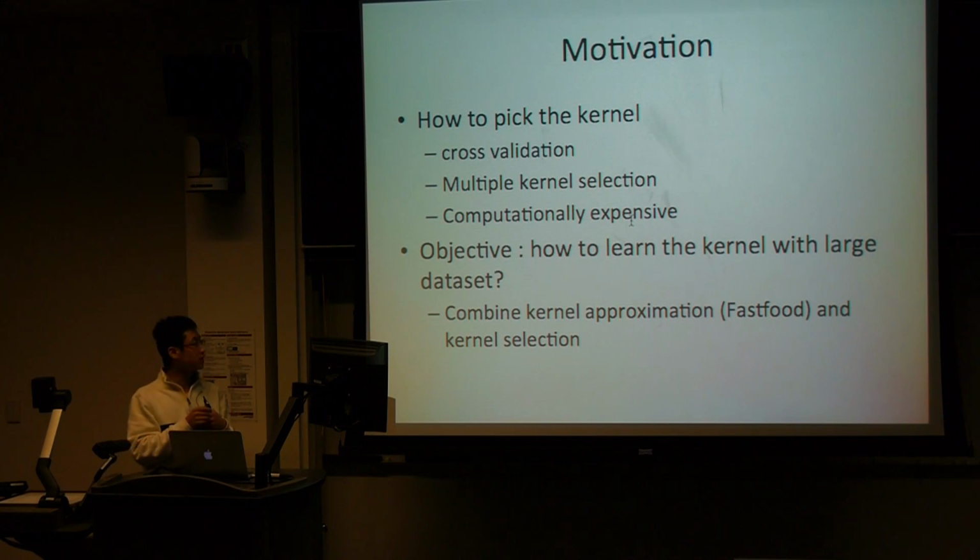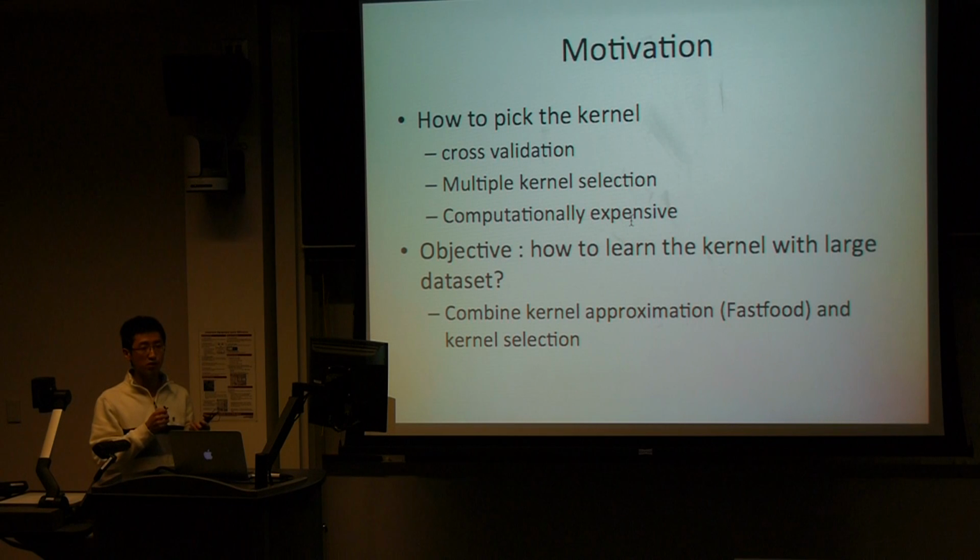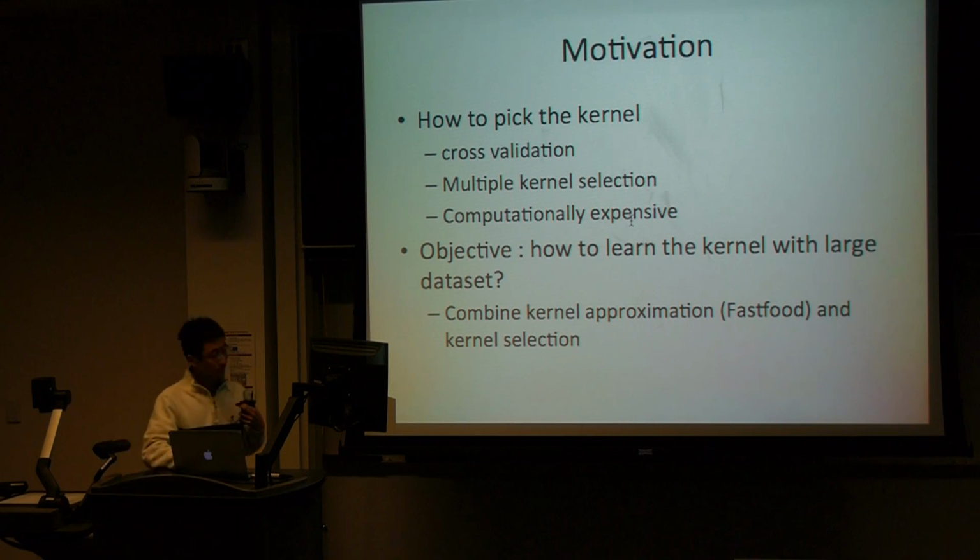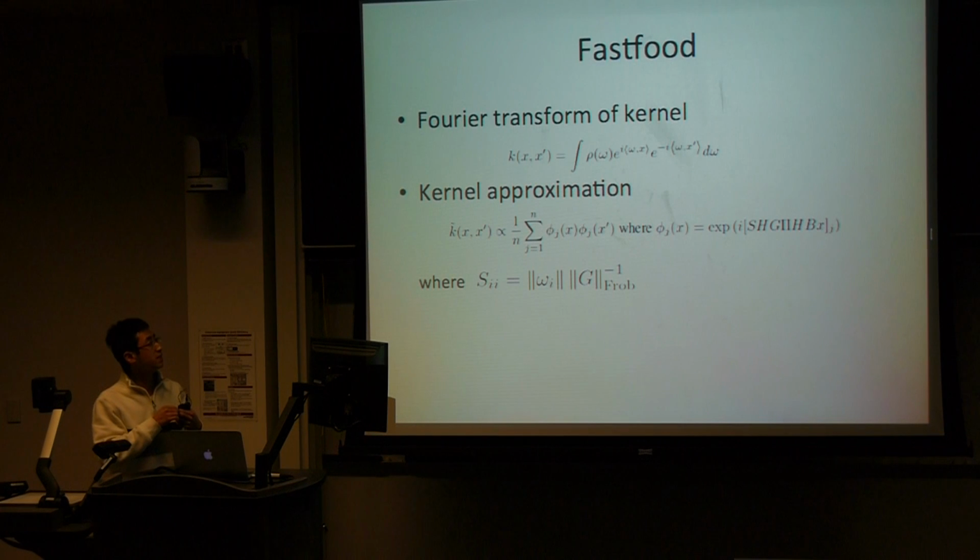So the objective of our project is to learn the kernel when we have a large amount of data. So we combine the previous two problems. This is how we do it. We use kernel approximation while we learn the kernel. And this is the basics of Fastfood.